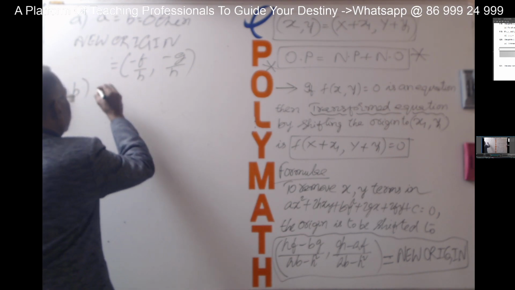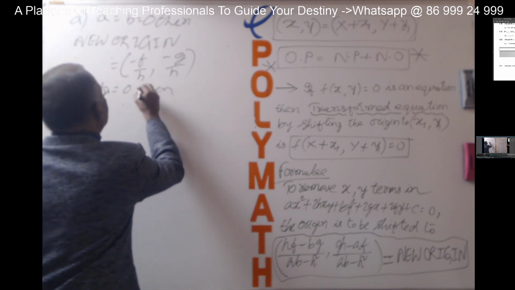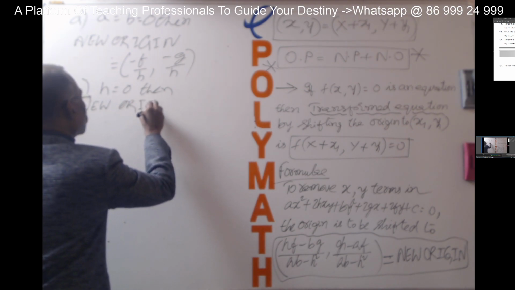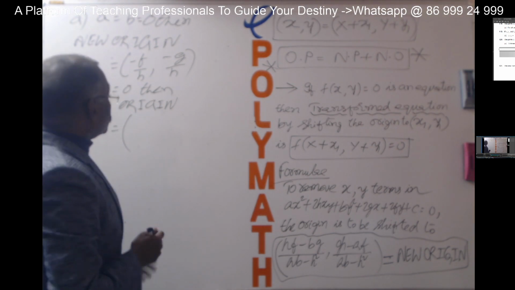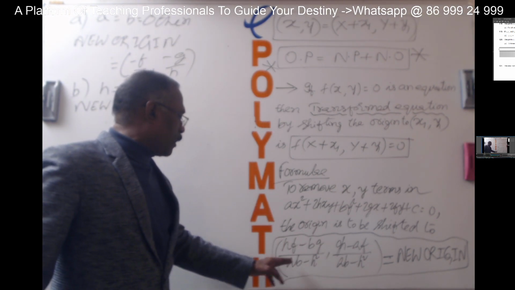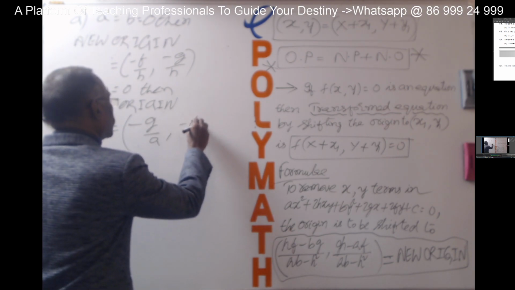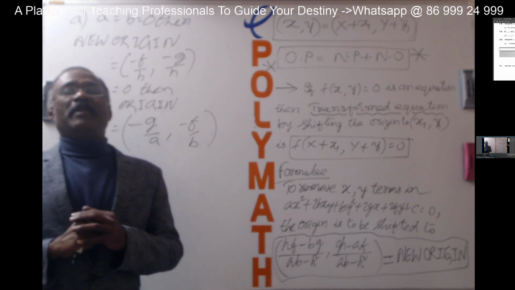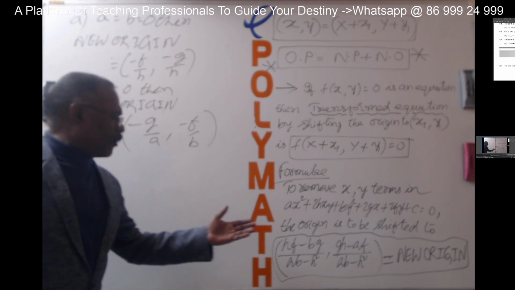Number B, h is equal to 0, then the new origin is equal to: h is equal to 0, the new origin. This becomes 0, this becomes 0, this becomes 0, this becomes 0, minus bg by ab, bb getting cancelled, minus g by a, comma, minus f by b. That much bigger a formula is simplified to this form, minus g by a, minus f by b. So these are the simplified forms of this only.